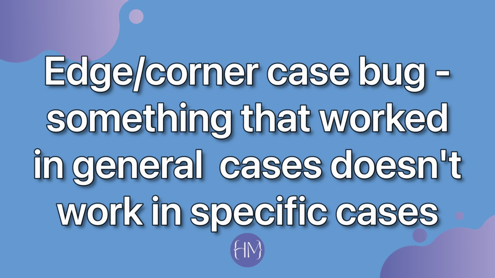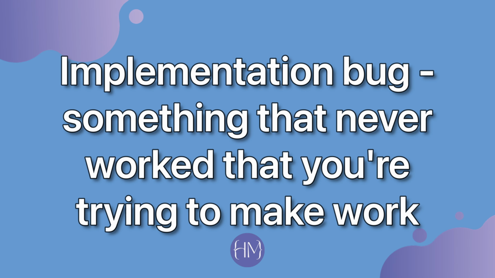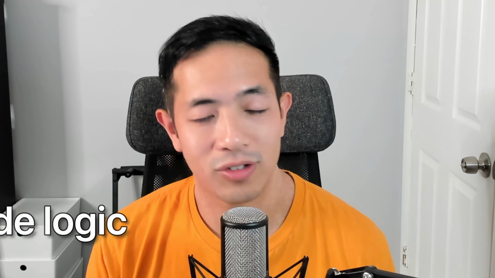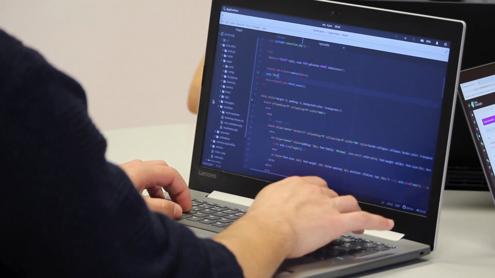All right, so now the edge case, corner case bug and the implementation bug. What are some strategies on how to fix those bugs? So first thing you can do is just look at your code again and see if you're missing something. Try to go through the logic, go step by step.